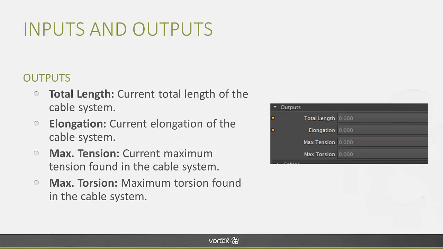The next section is outputs. Outputs can be used to send information to a script or a display, such as the head-up display. It's useful to simulate stuff like LMI for a crane, for example. Information that's outputted is total length of the cable system, the current elongation, the maximum tension, and the maximum torsion.